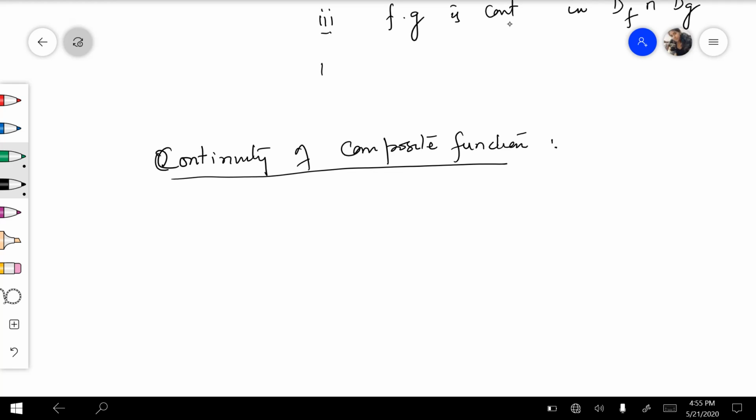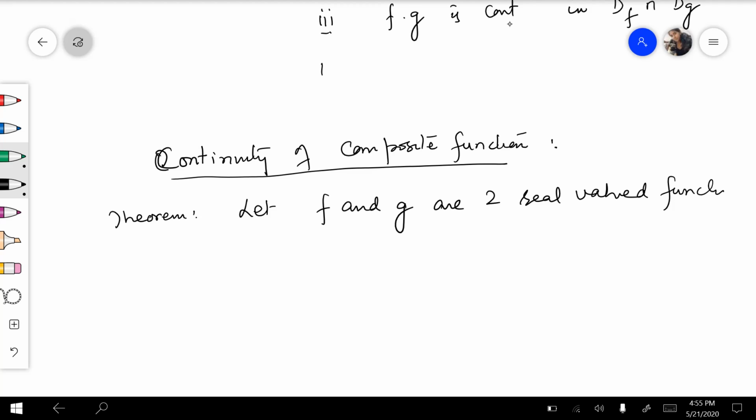Let's consider a theorem based on this one. We are discussing the continuity of composite functions. Let f and g be two real valued functions such that the composition of g with f is defined.